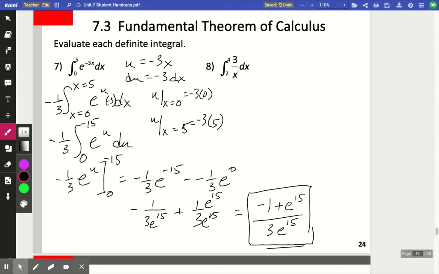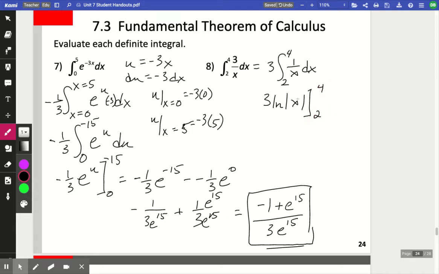All right, what about the next one? All right, so first thing that I want to do is I want to realize that this is really like 3 times the integral of 1 over x dx, and then I have from 2 to 4. So no u substitution is required here. So I have 3 times, what is the integral of 1 over x? That's natural log of the absolute value of x. And then I'm going to evaluate that from 2 to 4.